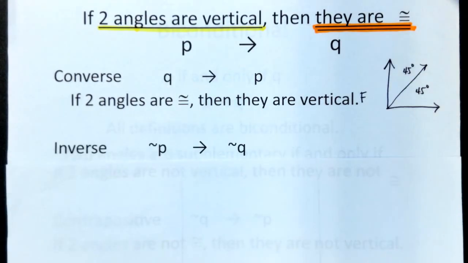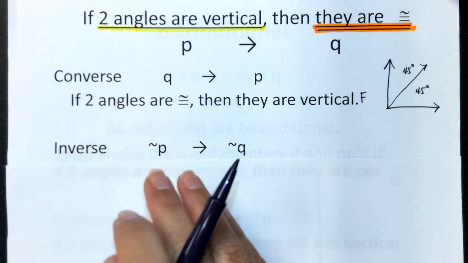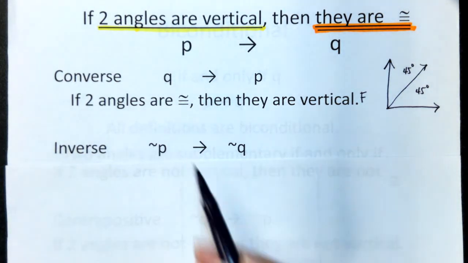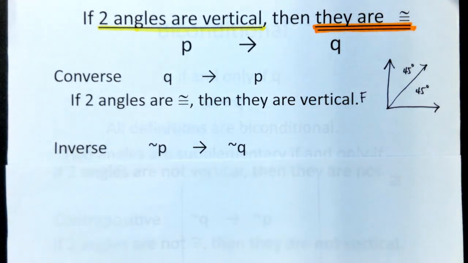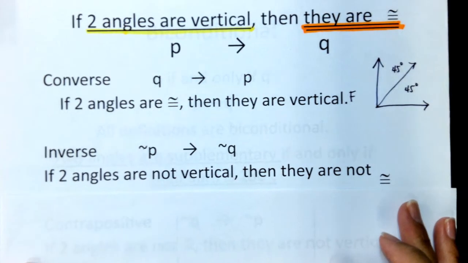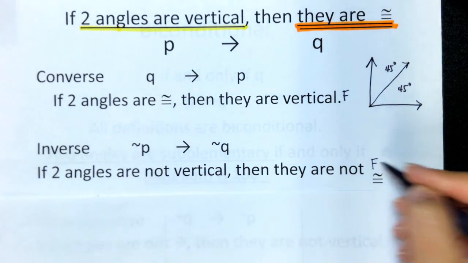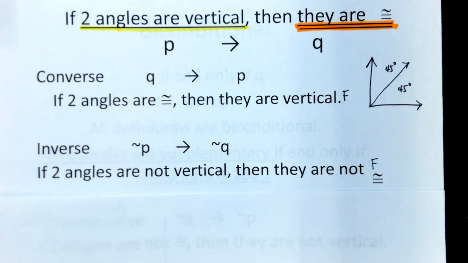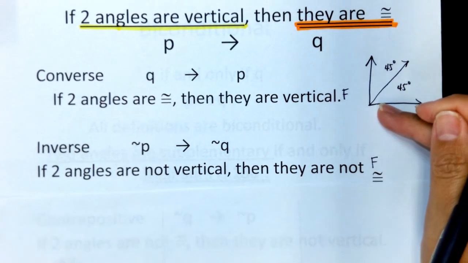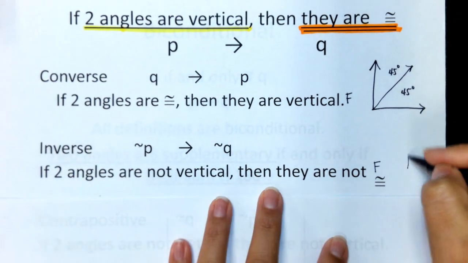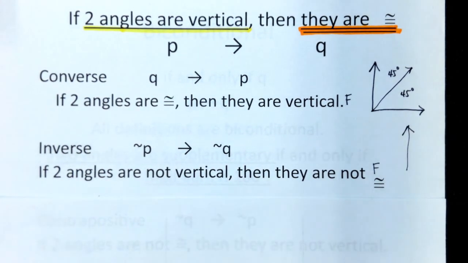All right, then we have inverse. So go back to your conditional, and the only thing we're going to do now is to negate. Fancy word for not. Not P, not Q. If two angles are not vertical, then they are not congruent. Well, that would be false for the same reason I just showed. These guys are not vertical, but they are congruent. So I'm just going to say refer to that guy. You can use the exact same example.